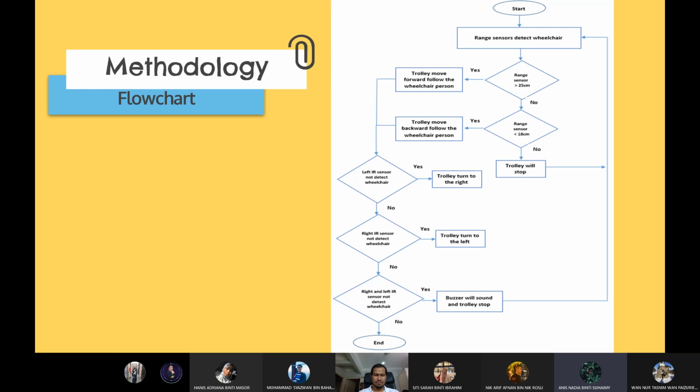If the sensor does not detect, the trolley will stop and return to the range sensor, which needs to detect the wheelchair. If the left IR sensor does not detect the wheelchair, the trolley will turn to the right. If the right IR sensor does not detect the wheelchair, the trolley will turn to the left.